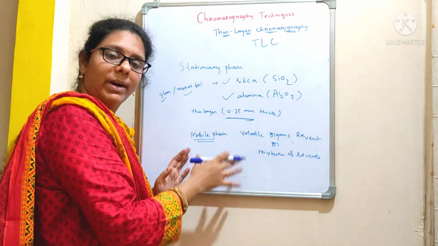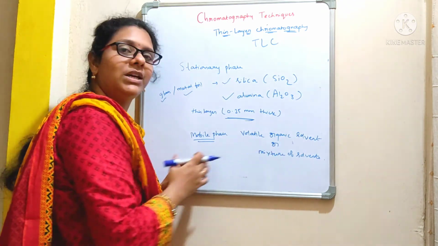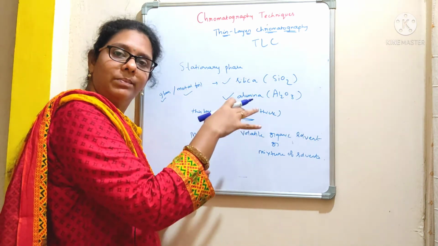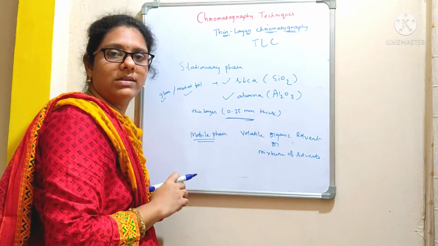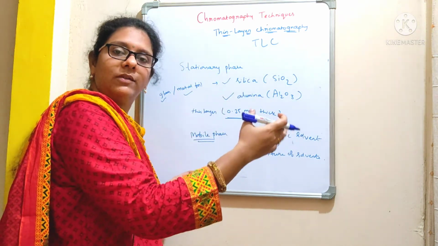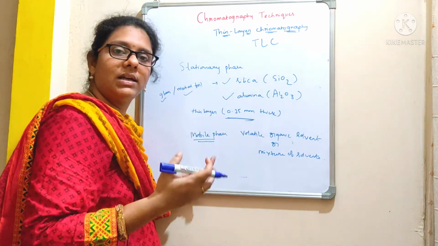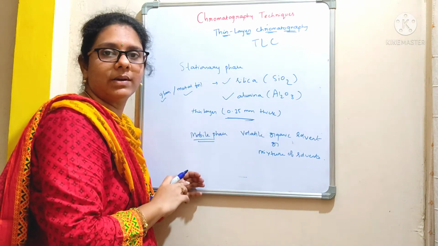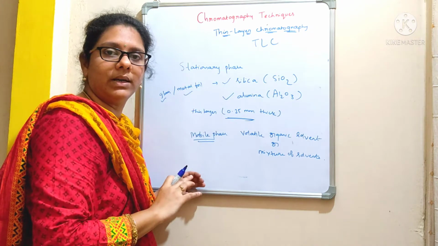And coming to the mobile phase, we can use a volatile organic solvent or a mixture of solvents, where you are going to involve some polar organic solvents and some non-polar organic solvents. If you are interested in isolating flavonoids, you go with one combination. If you are interested in isolating alkaloids, you go with a different combination of a solvent system. So you need to standardize it first before you start the experiment.